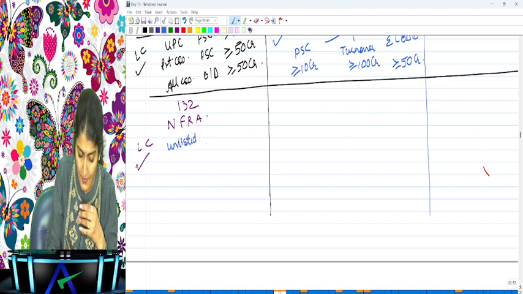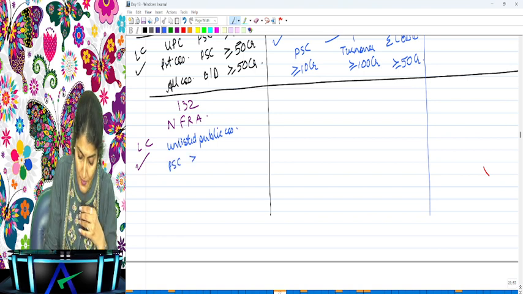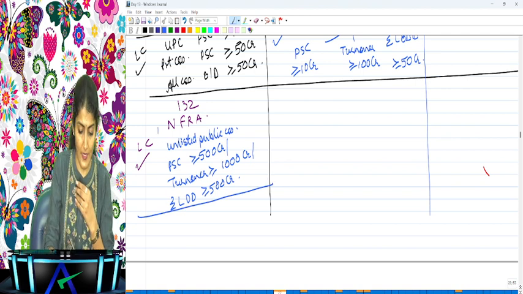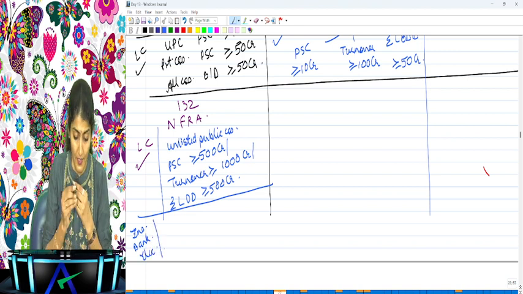The unlisted public companies. Unlisted public companies having the paid up share capital of more than or equal to 500 crore or having the turnover of more than or equal to 1000 crore or having in the aggregate the loan debenture deposits of more than or equal to 500 crore. Right, that is second one. Then third one is the insurance company, banking company, and the electricity supply company. Is it right? Right. Fourth one is what?